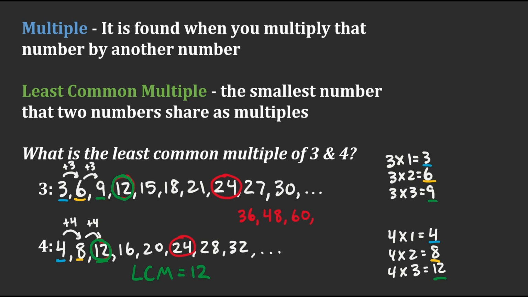Now, one thing I want to point out is that 12 is just the product of 3 times 4, which are just the two numbers that we're skip counting by in the first place. The product of the two numbers is not always going to be the least common multiple, but in this case it was.